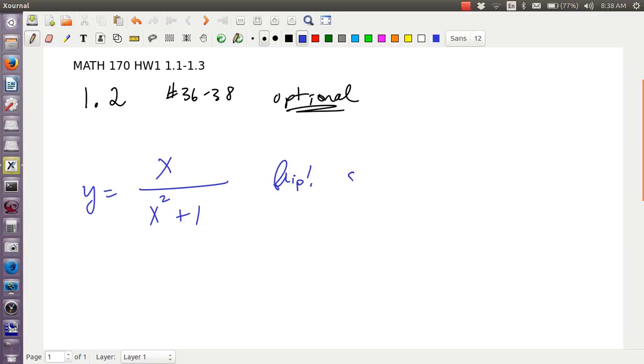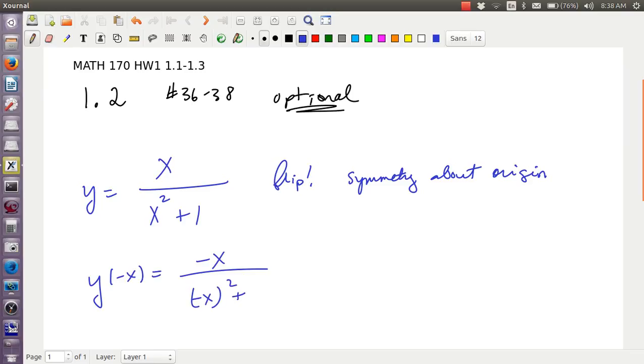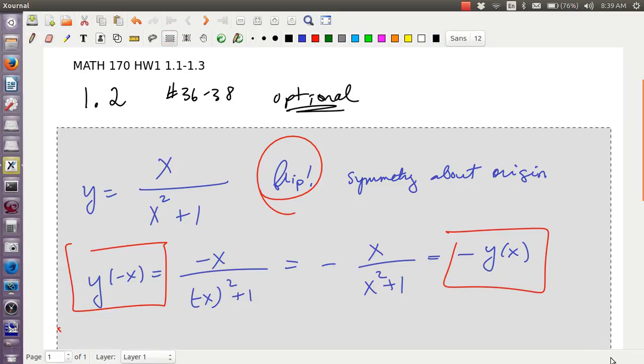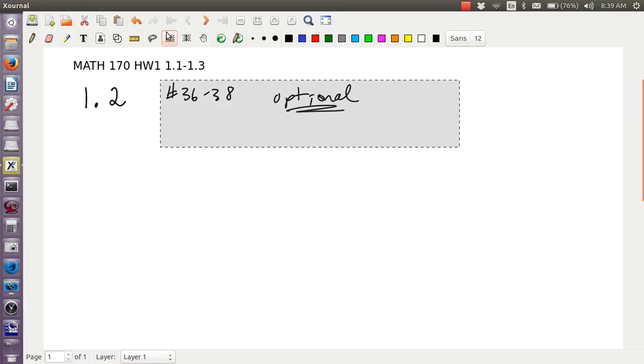So you have symmetry about the origin. And the way you do the algebra is you'd write it this way: y of minus x is minus x over minus x squared plus 1, which is minus x over x squared plus 1, which is minus y of x. So this is the thing you're trying to show, that y of minus x is minus y of x. That means we have a flip. Okay, again, that was all optional, so I'm going to erase this and go on from there.